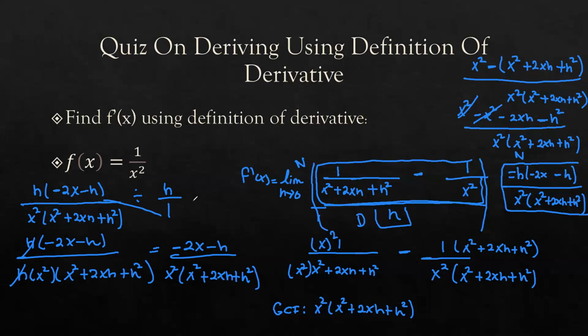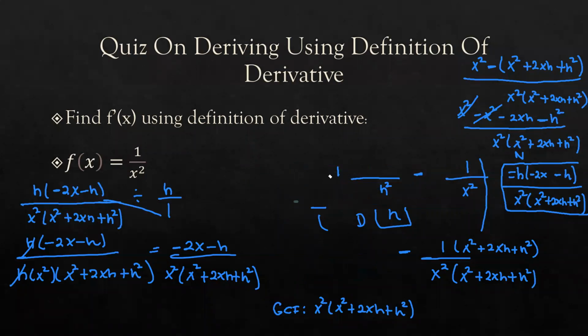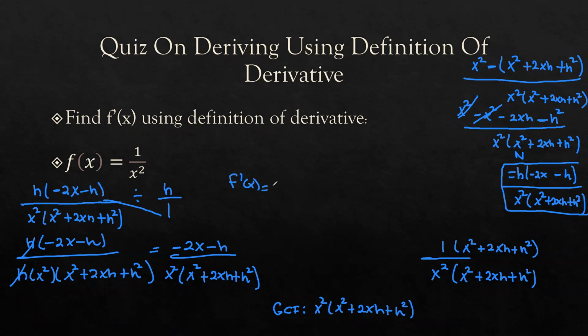Okay, so I'm going to erase this part. You can say that f prime of x equals the limit as h approaches 0, and your numerator is going to be negative 2x minus h, and then your denominator is x squared times x squared plus 2xh plus h squared. Then all you have to do is replace h with 0.